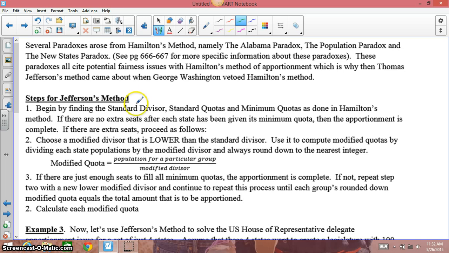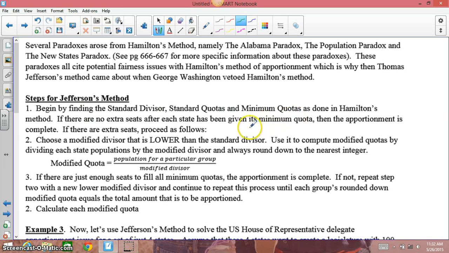So you still find your standard divisor, your standard quotas, and minimum quotas like you did in Hamilton's method. So it's very similar. If there aren't any extra seats left over after you've done that minimum quota, your apportionment's complete.